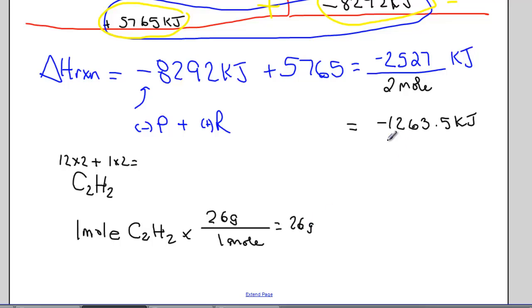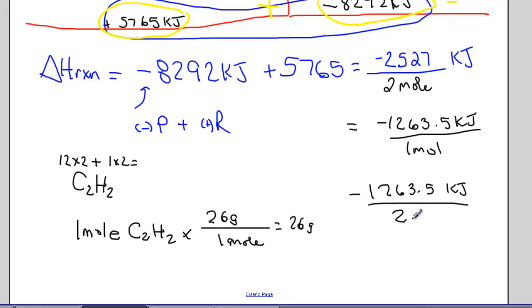And so here, if this was the kJ for every 1 mole, we would take the negative 1263.5. I know we had a little different decimal, but that's just by the rounding difference. They have it a little bit different, but we're doing it correctly. And I'm going to just divide that out by the 26 grams, which is equivalent to saying 1 mole. These are equivalent values.